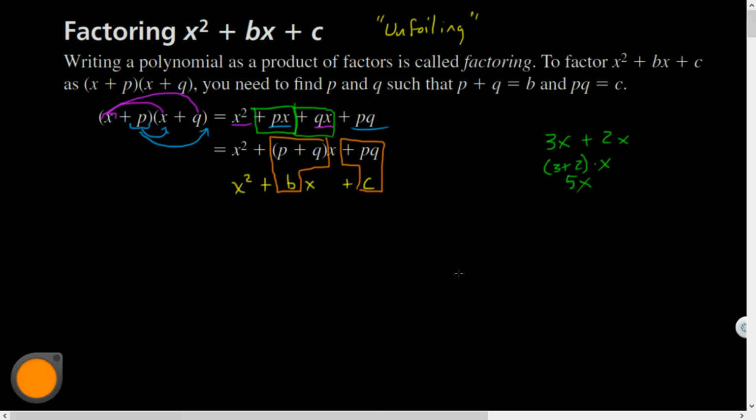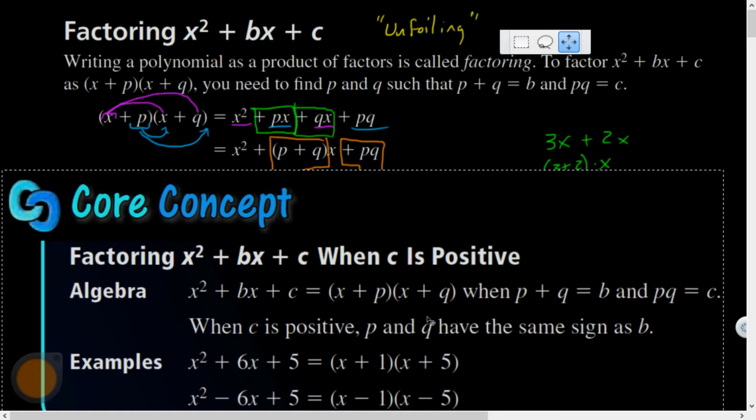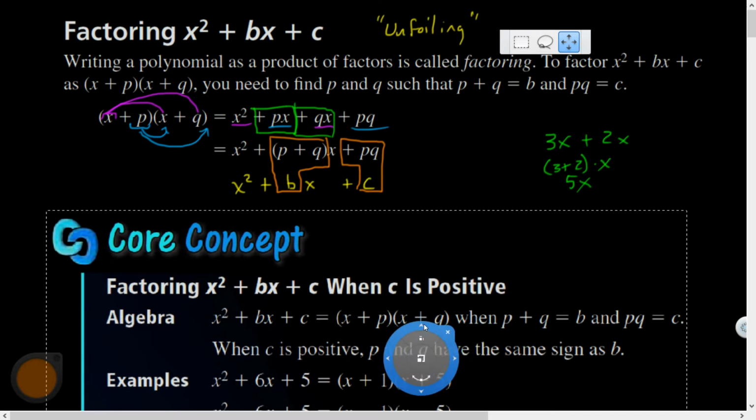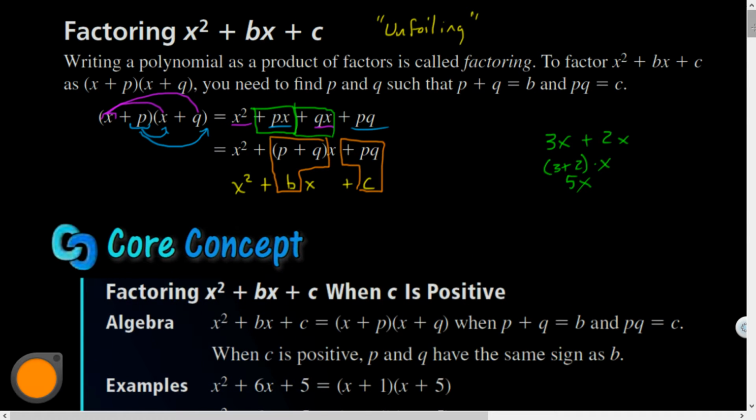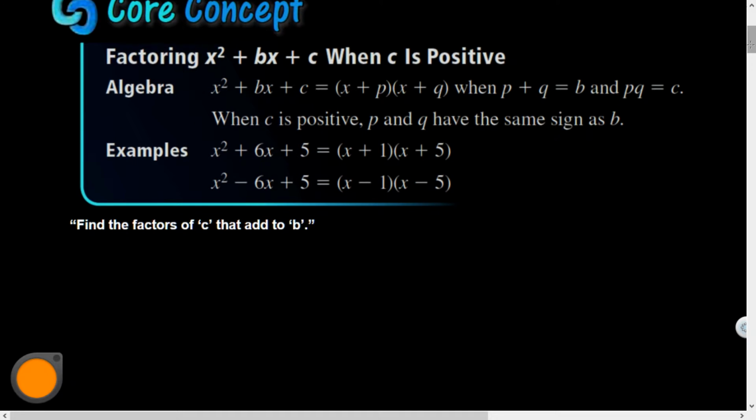So here's the idea: factoring x squared plus bx plus c when we have a positive c term. I want to rewrite it like this, and I'm finding the values of p and q that add to b and also multiply to be c. We'll do some examples in a minute. This is my catchphrase right here. This is all you need to know.